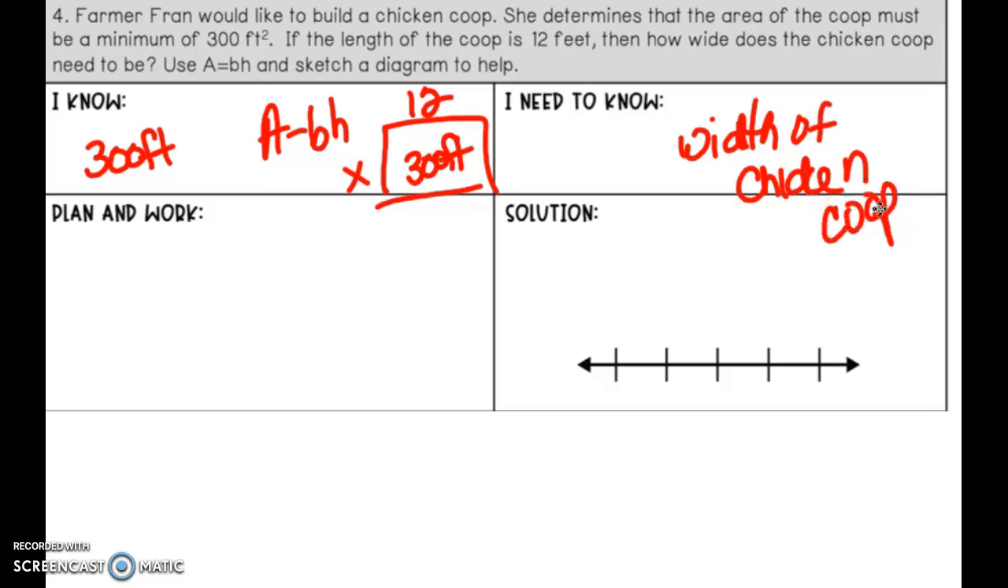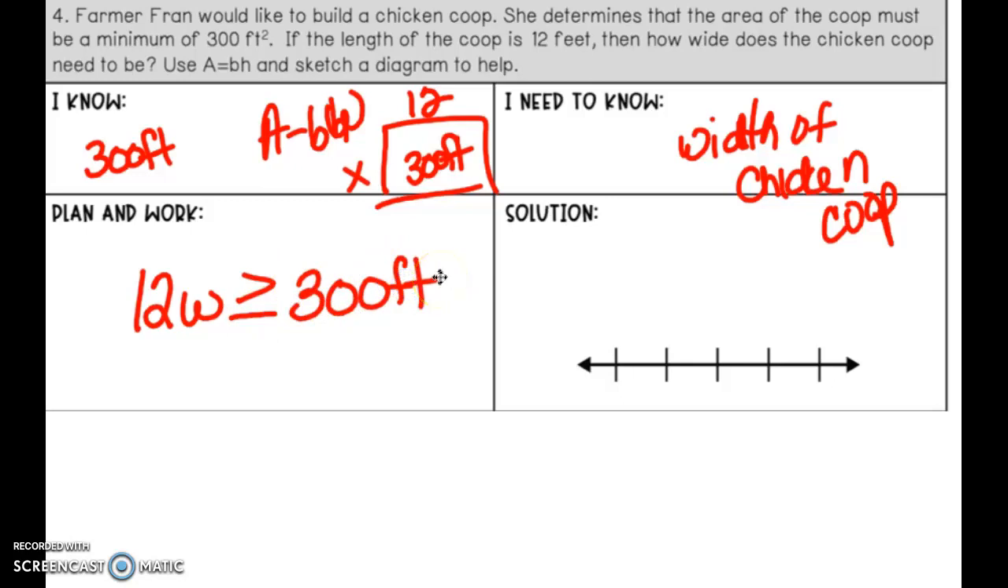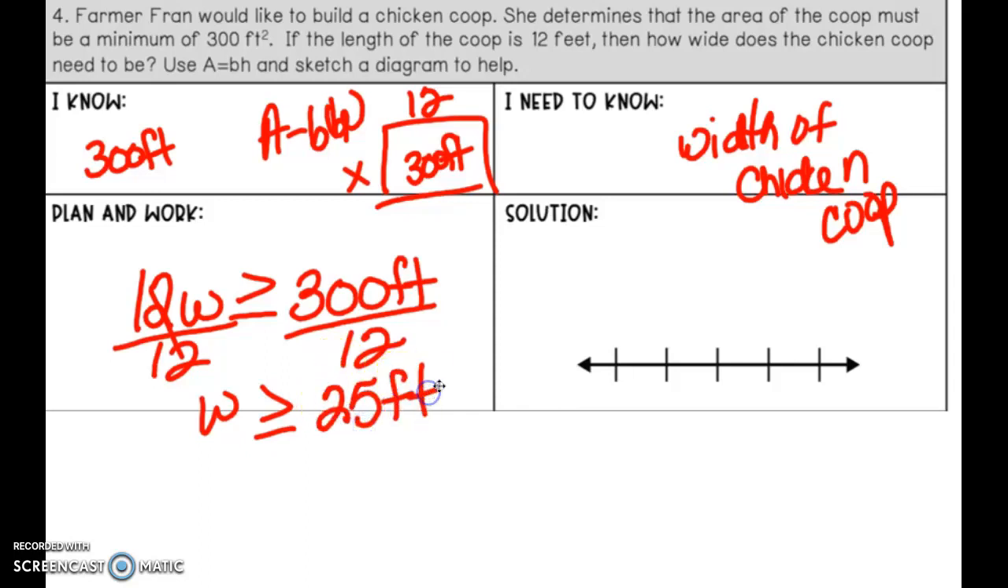All right, so the base is 12. So 12 times W, 12 times the width has got to be greater than or equal to 300 feet. So again, just like the last one, divide both sides by 12. So W is greater than or equal to 300 divided by 12. Is 25. Get my handy dandy calculator here. So now, because it's equal to and greater than, fill in our circle, 25. And the width must be greater. And we're going to go that way.